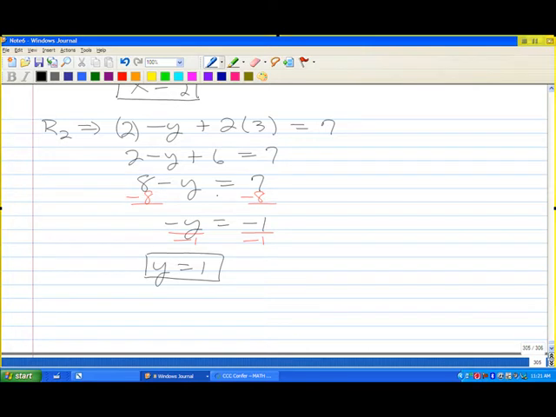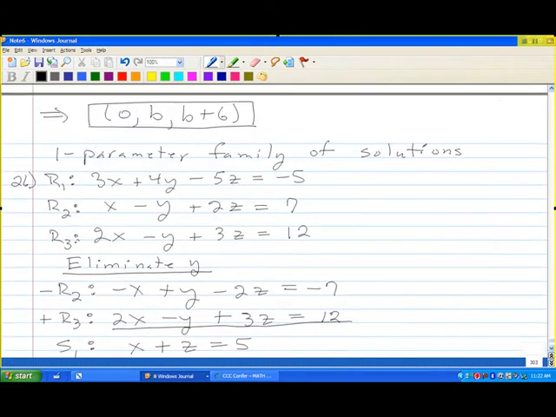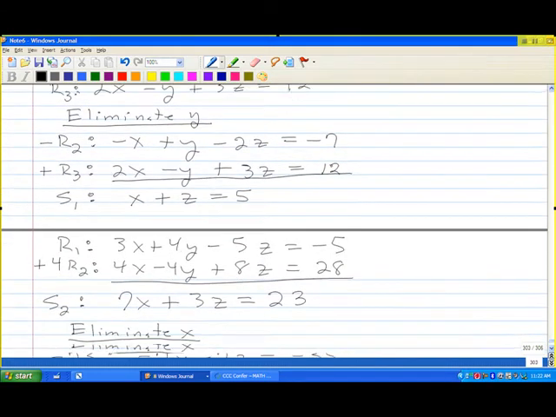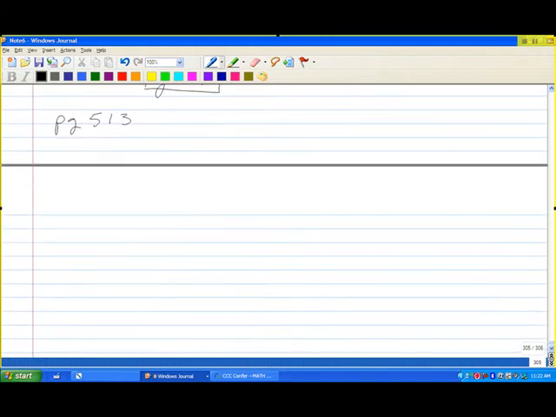Okay, so we were finishing off section 12.1 last time, solving systems of linear equations in three or more variables. The last problem we did was problem number 26 on page 513. So let's say problem number 29.